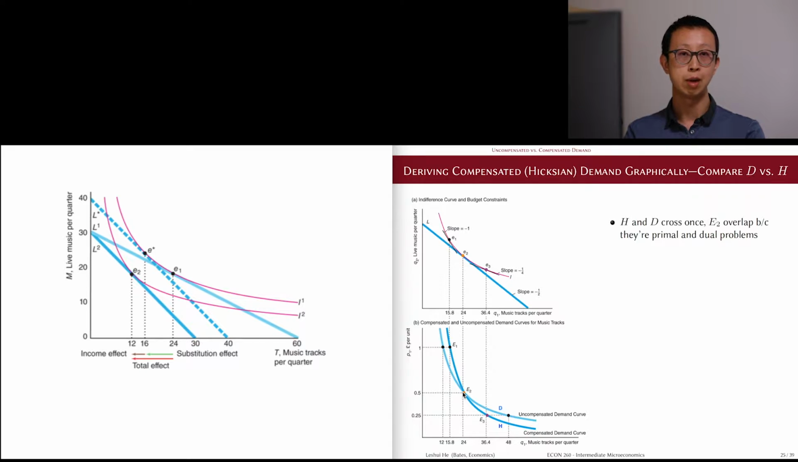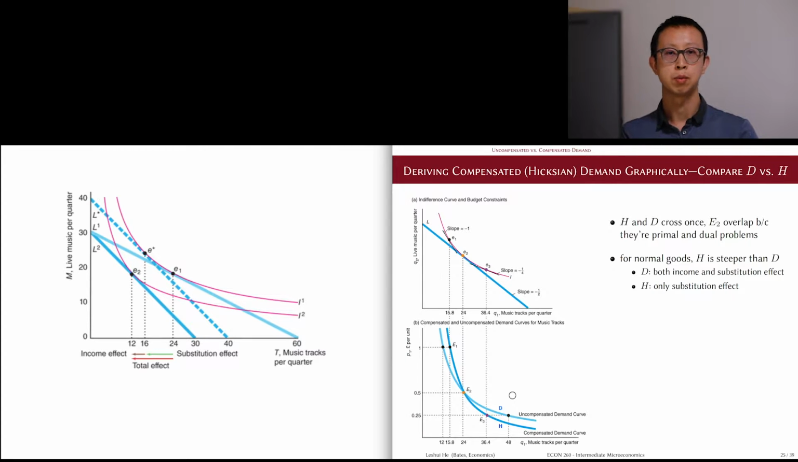Now, if we look at the graph on our slide, this is exactly why we can always find a Hicksian demand that crosses the Marshallian demand at an arbitrary point. All we need to do is to pick the price level that leads to the Marshallian demand at this point, and then solve the dual problem with the utility level that the Marshallian demand gives you. The resulting Marshallian demand and the Hicksian demand will overlap.